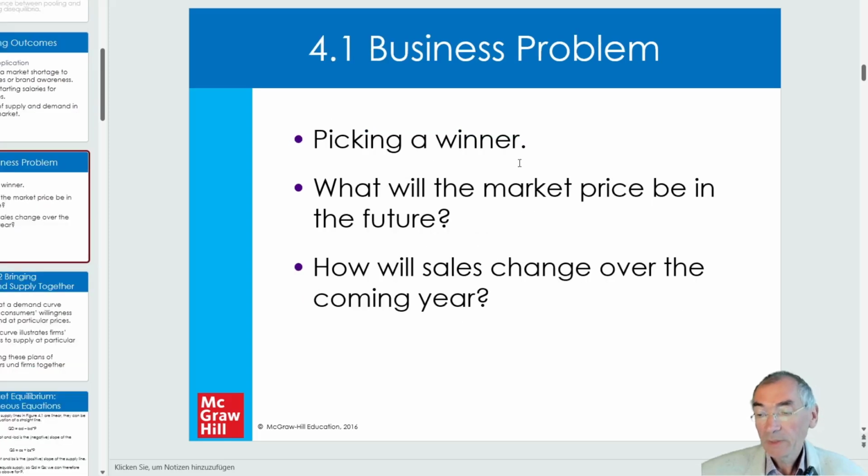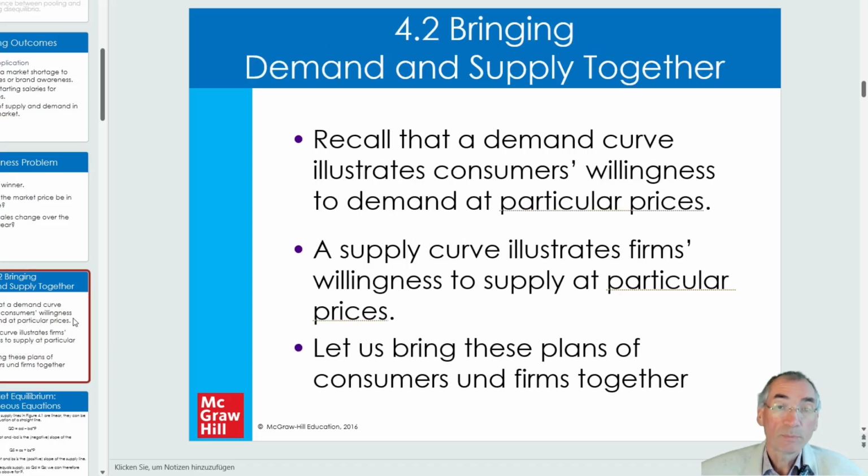Business problem, picking a winner, who gains most of it. For example, which supplier is the one that achieves at the end that we go there and we buy, or which suppliers. In equilibrium it might be many or all of them. What will be the marketplace in the future? How can firms foresee this? How will sales change, and so on? These are possible questions that occur as business problems.